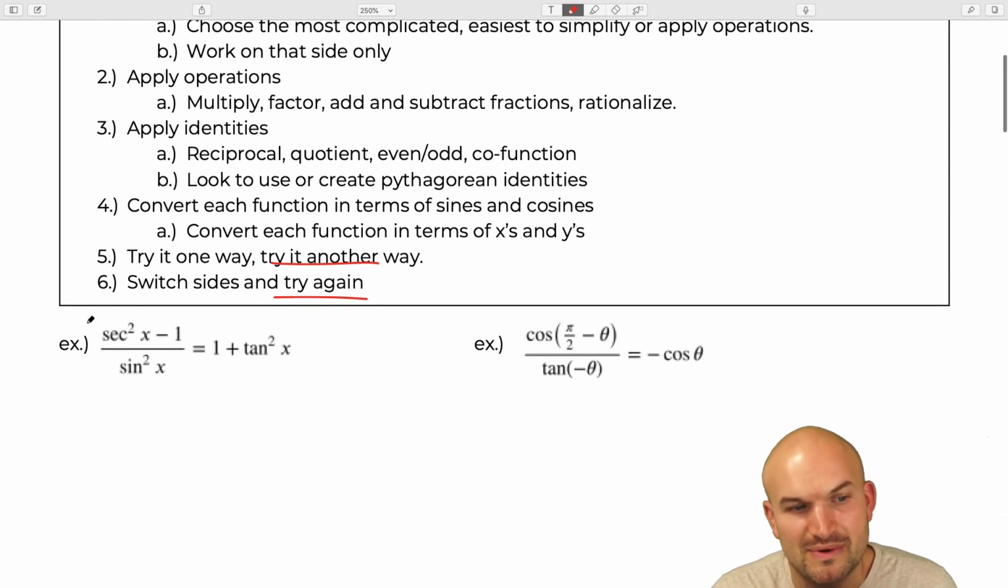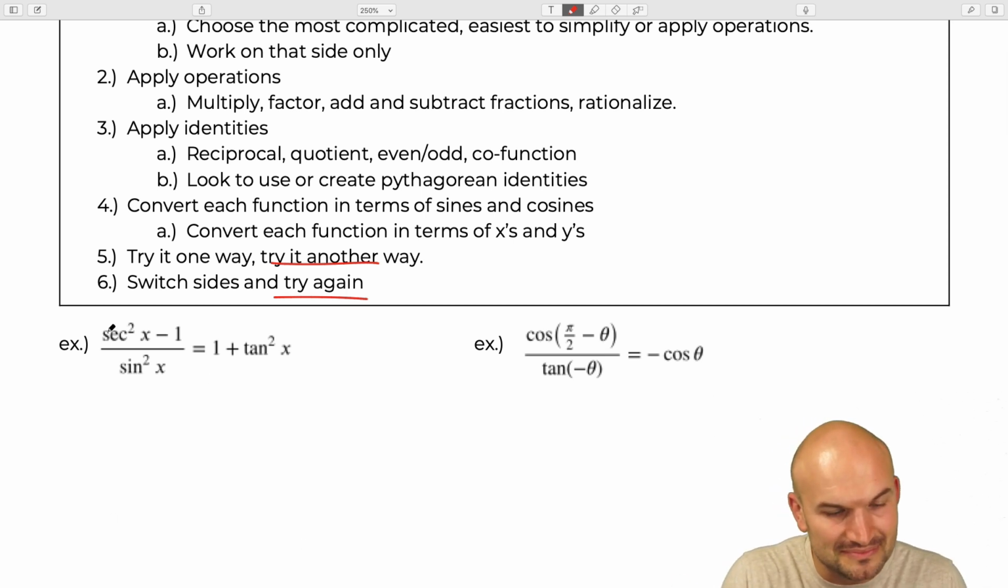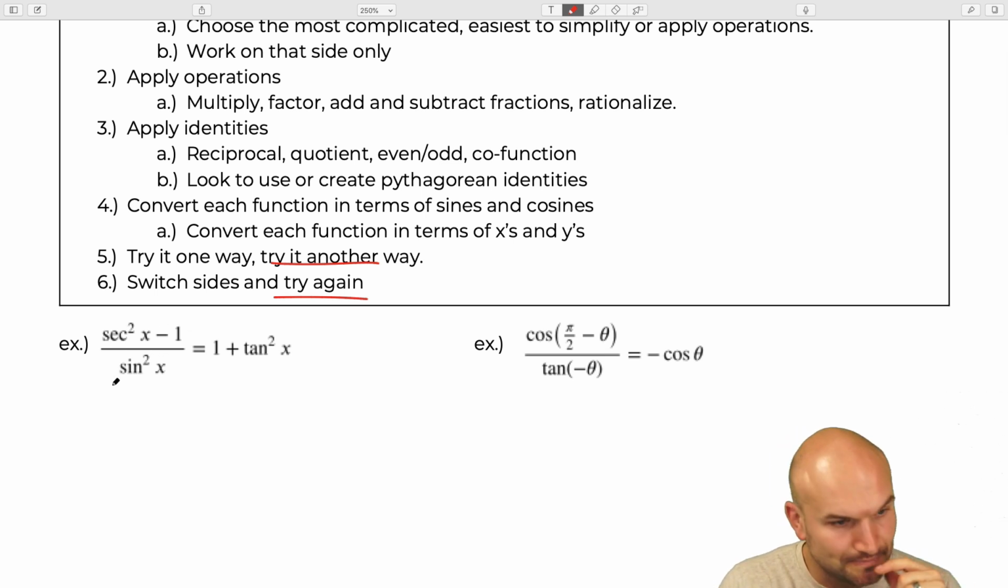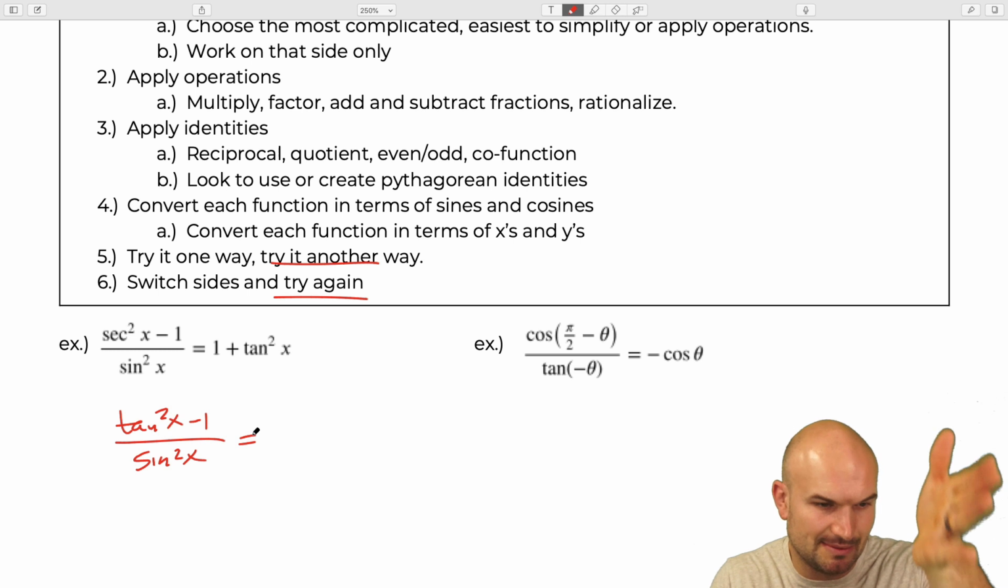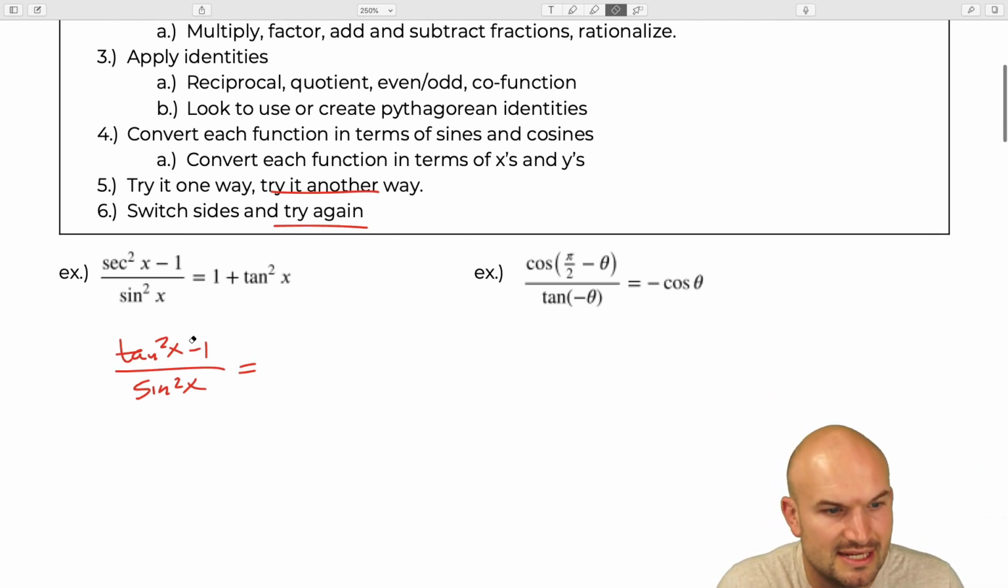One thing I noticed is whenever I have a squared, and especially like a squared minus 1, I'm automatically thinking Pythagorean identities. I see that this left-hand side has a fraction. Well, I don't want a fraction, right? If the right-hand side doesn't have a fraction, then I'm going to want to simplify this. So first thing I notice is I can rewrite this as tangent squared of x over sine squared of x. I'm sorry, that's a tangent squared, not a tangent squared minus 1.